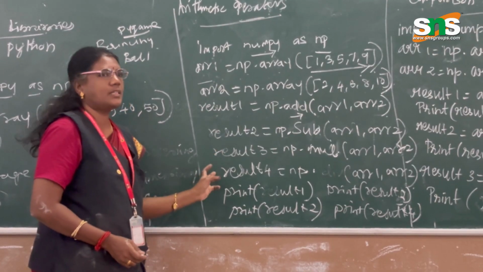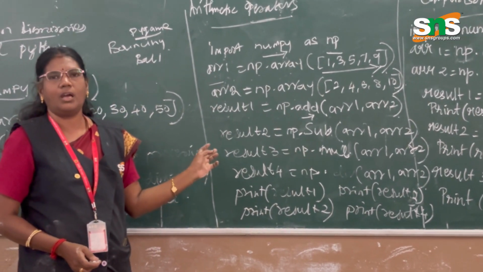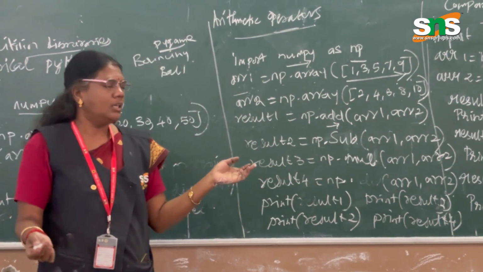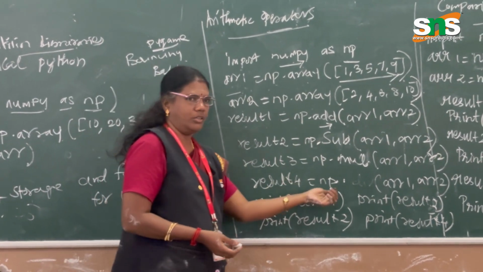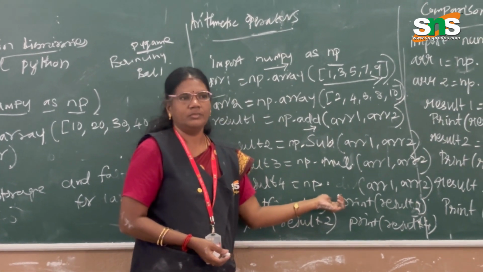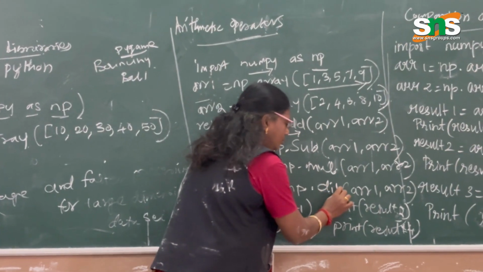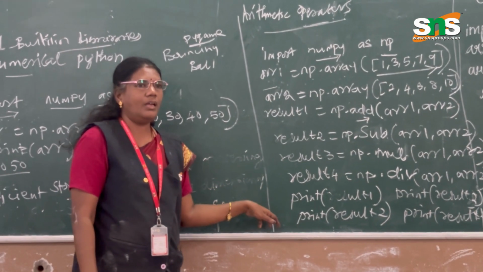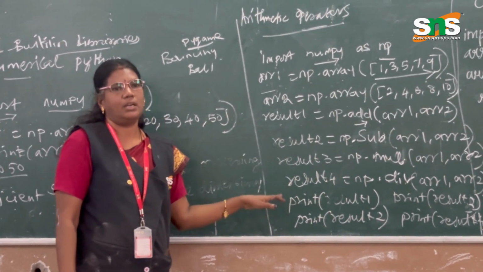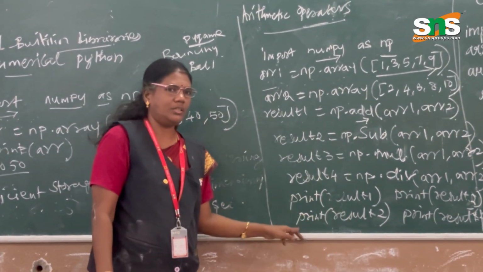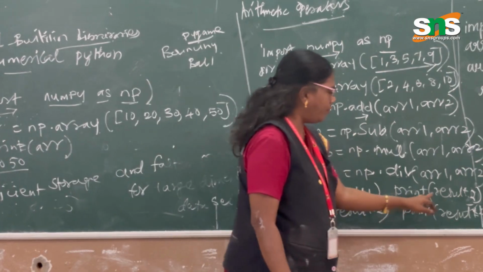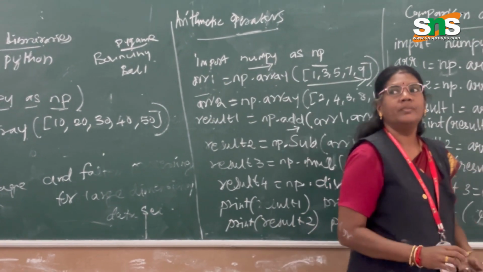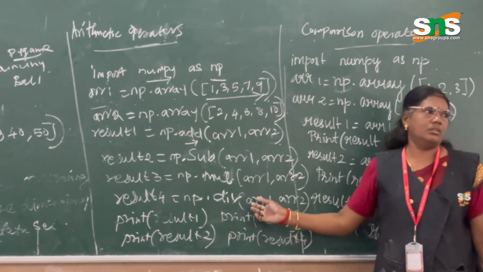In that example, only 4 operations are included. If you are including floor division and modulus, then include np.floor_divide and np.mod. After that, print the value of the NumPy array. Print of result 1, print of result 2, print of result 3, print of result 4. That's all about arithmetic operations.